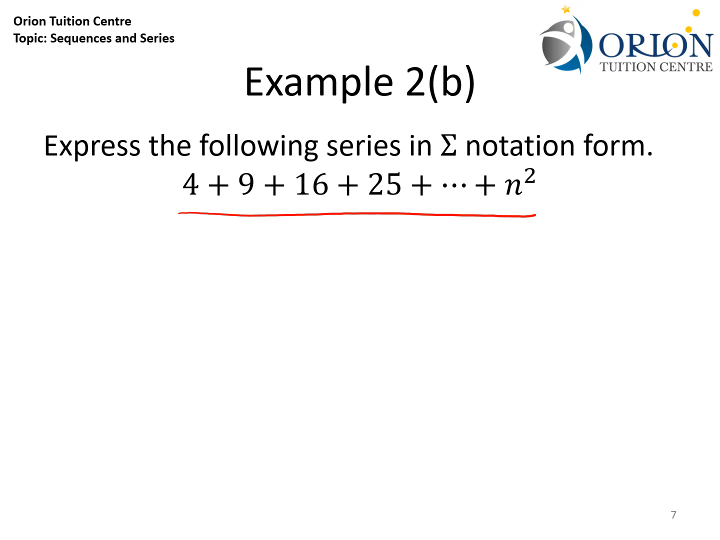For example 2b, we now have to convert this series into sigma notation form. And we note that every term is in fact a square term. So 4 becomes 2 squared, 9 is 3 squared, we have 4 squared and 5 squared and so on, all the way until n squared. And therefore, this is the same as writing a summation of r squared from r equals 2 to n.